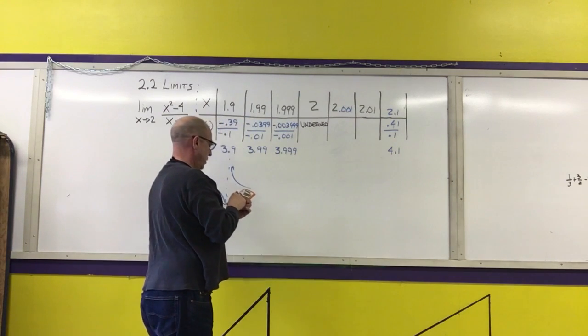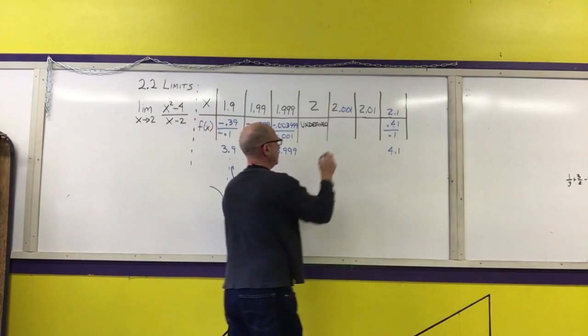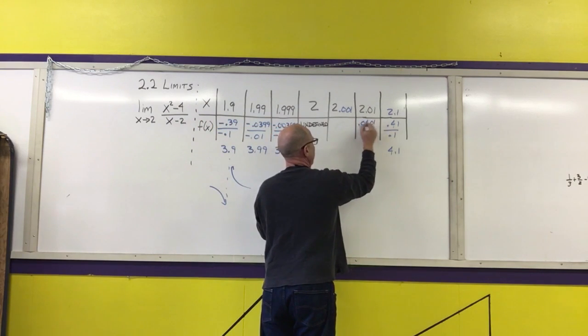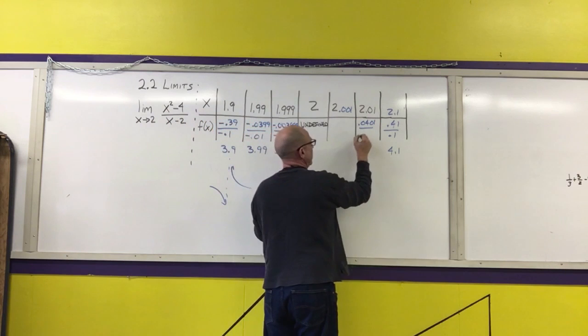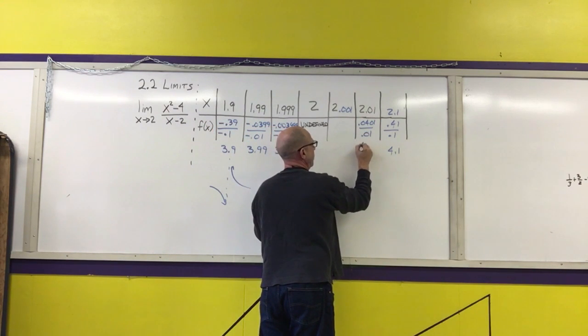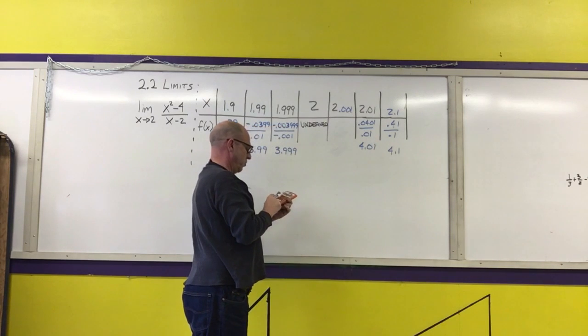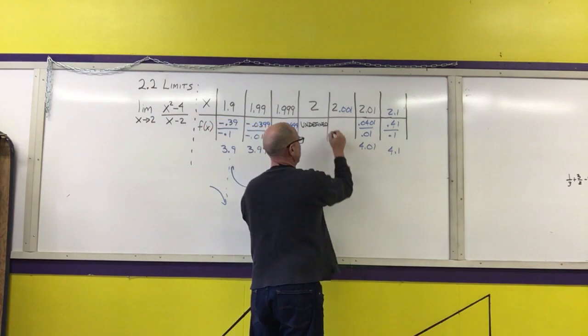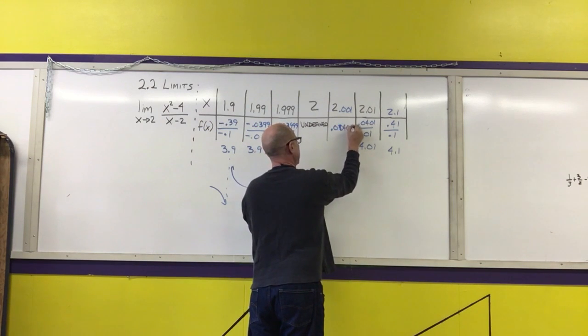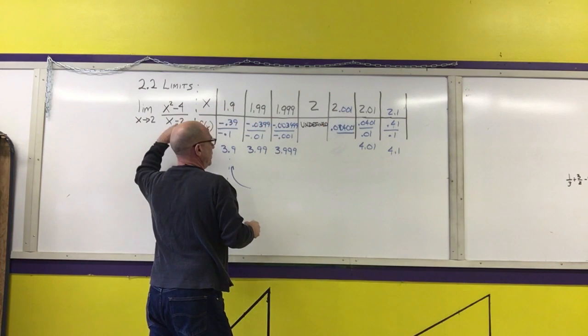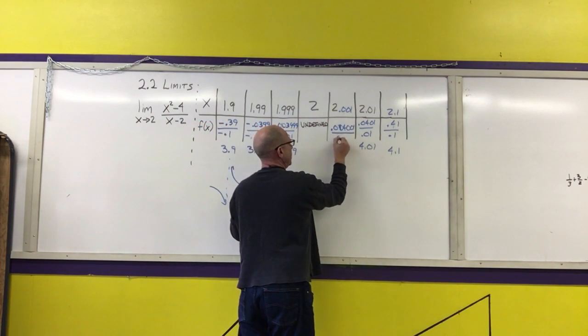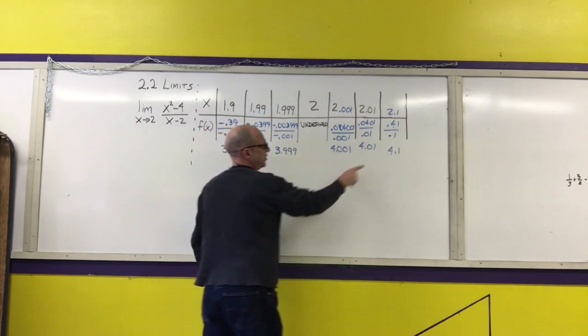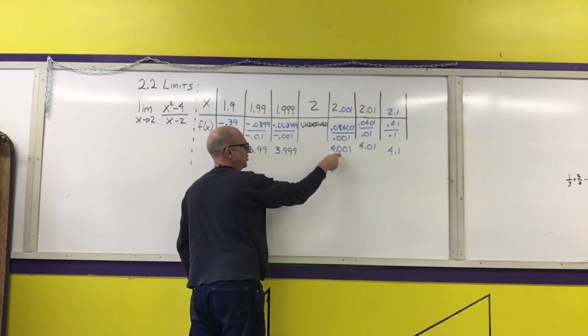2.01 squared minus 4 is 0.0401. 2.01 minus 2 is 0.01, which is going to give me 4.01. 2.001 squared minus 4 is 0.004001. 2.001 minus 2 is 0.001, which gives us 4.001. And notice as I get closer and closer to 2 from the right, I am also approaching 4.